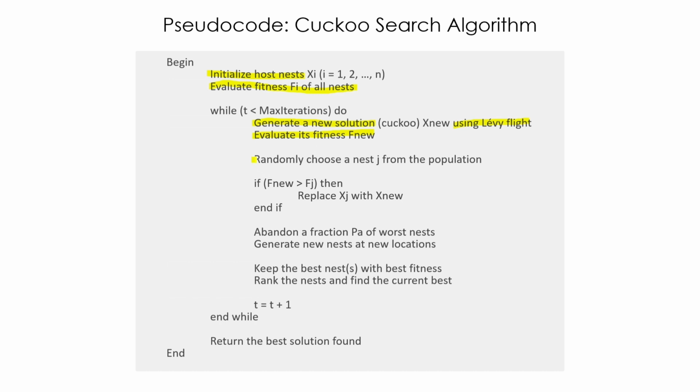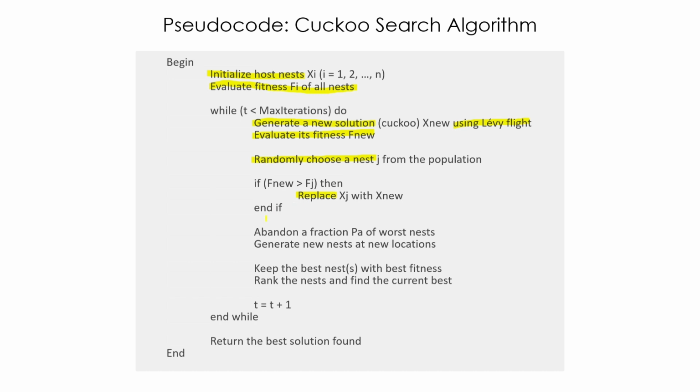In the next step, we randomly choose a nest. The cuckoo secretly sneaks into a random nest and places its egg there without the host bird noticing. When the host bird returns, if this new egg is stronger and better than its original egg, the nest keeps the new egg and the weaker one is thrown away. This means we always choose the better solution when possible.